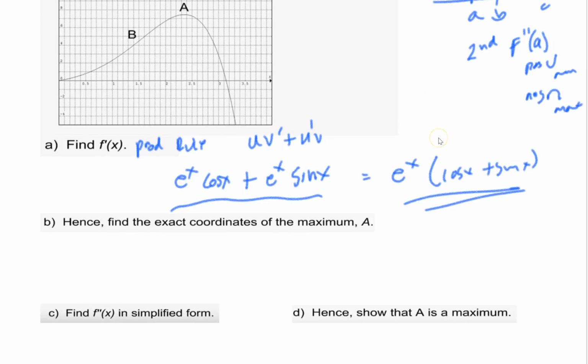So we have that. Hence, find the exact coordinates of the maximum A. So they want to find a point at maximum A. Again, a couple things going on here. First, for the maximum, you take the derivative and set it equal to 0. Just doing that, showing that you understand what that means, generally gets you a point.